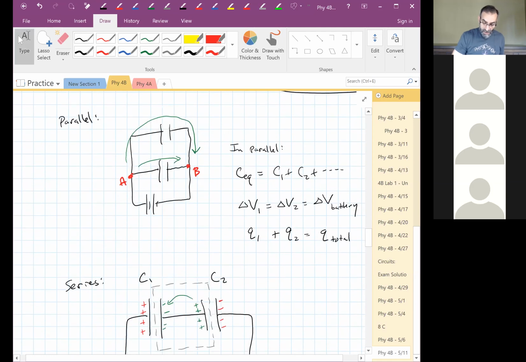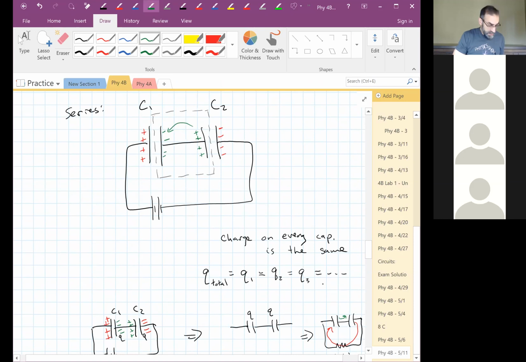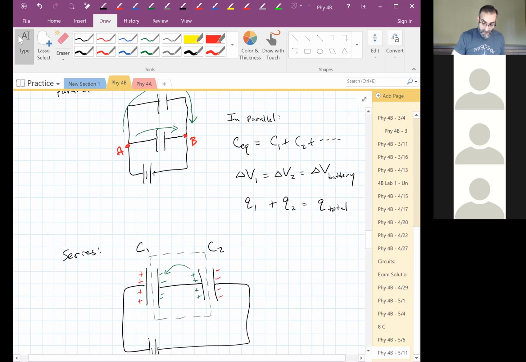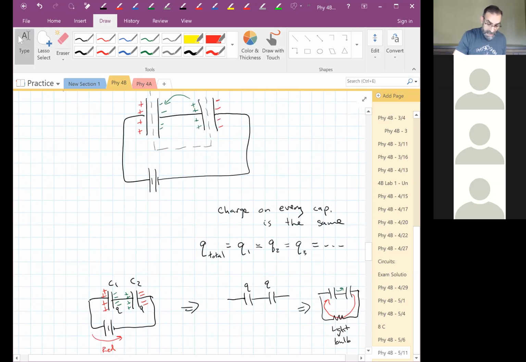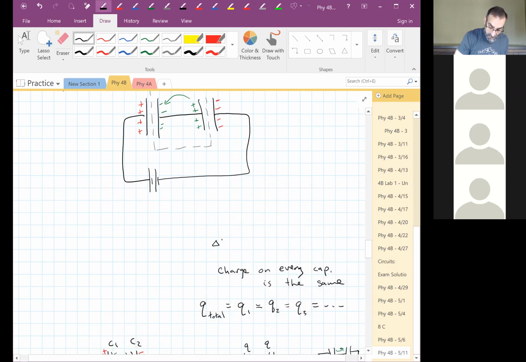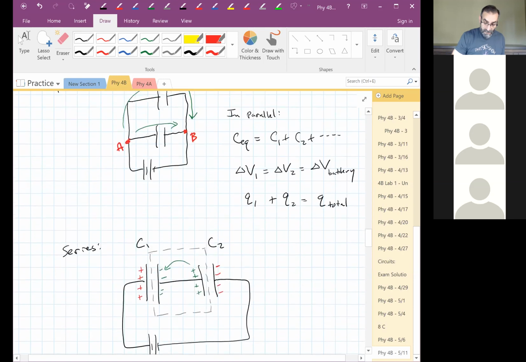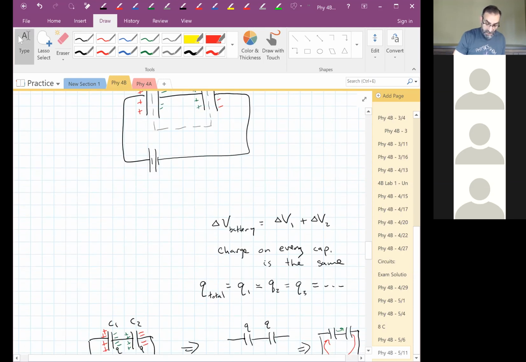So up here, the voltage was the same on everything in parallel. Down here in series, the charge is the same on all of them. And the voltages, of course, add up. Let me sneak in the obvious ones, maybe. Right, the voltages add up, the charges are the same, and now we need our equivalent capacitor.